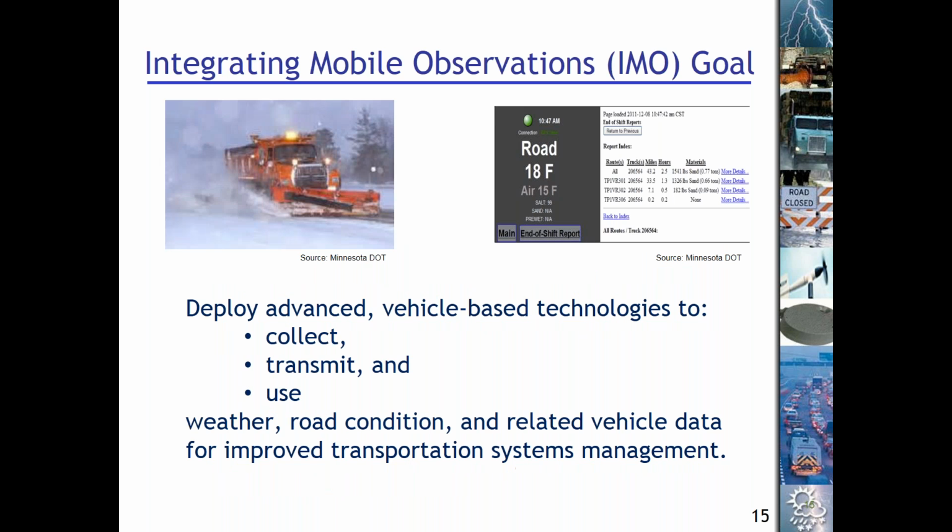Integrating Mobile Observations is all about, as I said before, putting sensors on vehicles to collect, transmit, and use weather, road condition, and related vehicle data for improved transportation system management. And so we're working aggressively with 23 states, I believe it is, that have signed up for that, to build upon the sorts of things we've demonstrated in Michigan, Minnesota, and Nevada DOT.